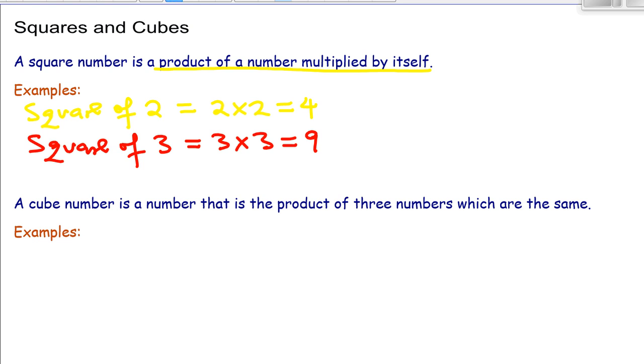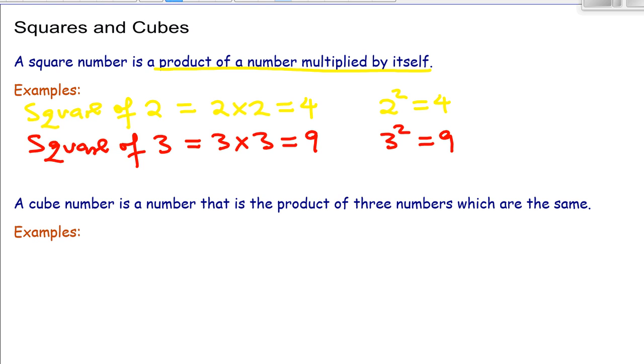Now, the notation that we usually use is, for example, in the first statement, the square of 2, we can use this notation: 2 squared is 4. And for the second statement, we can say 3 squared is 9. So that's how we write it in mathematics. You don't have to write the statement.